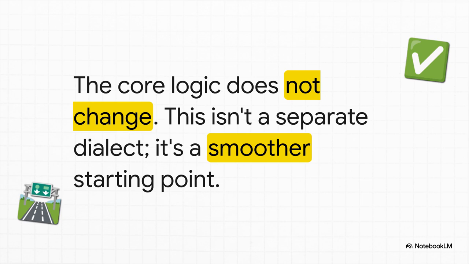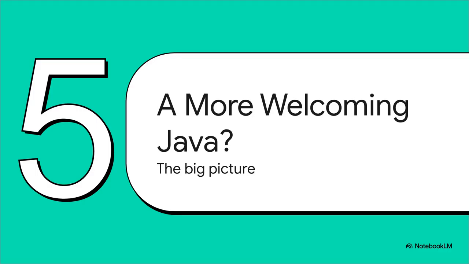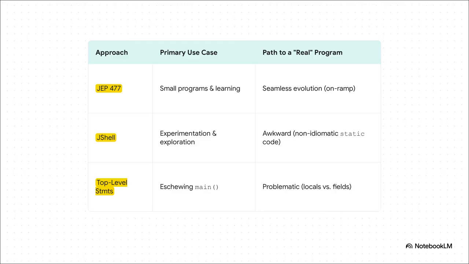It's a starting point. All right, so let's pull back for a second and look at the big picture. After all this, is Java really becoming more welcoming? What does this all mean for the future of the language? You know, it's pretty interesting to see that the designers didn't just pull this idea out of a hat. They looked at other options. Like, why not just use JShell? Well, that's more for quick experiments, and it doesn't really teach you how to write a proper program.